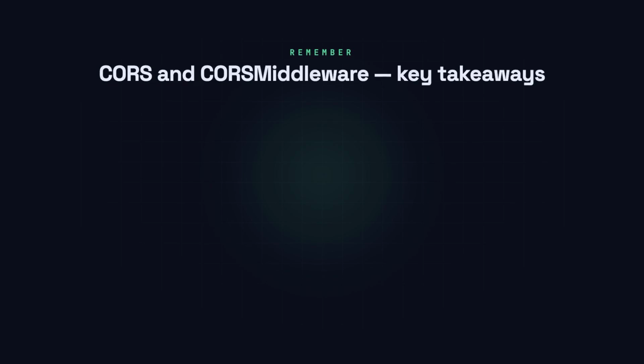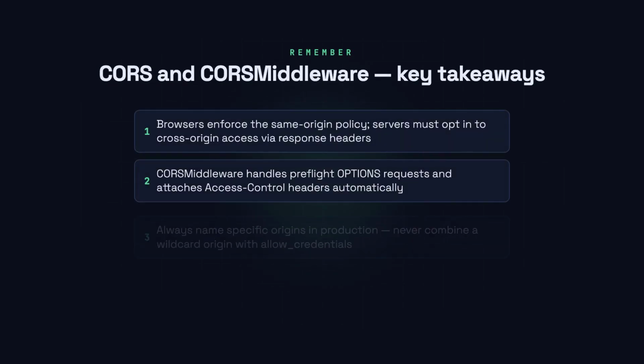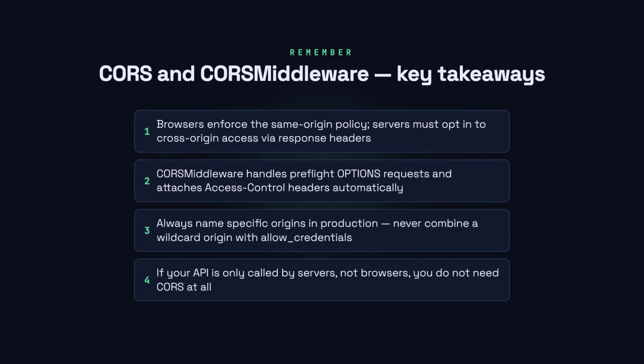To wrap up, CORS is a browser security rule, not a server bug, which is why Postman works, but your browser does not. FastAPI's CORSMiddleware solves this by intercepting every request and adding the headers the browser requires. Configure your allowed origins explicitly, especially in production, and remember that wildcard origins and credentials cannot be combined. If no browser ever calls your API directly, you can skip CORS entirely.